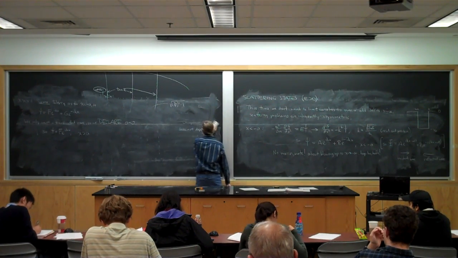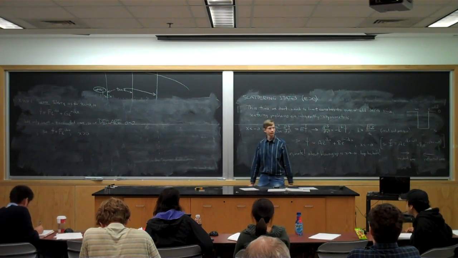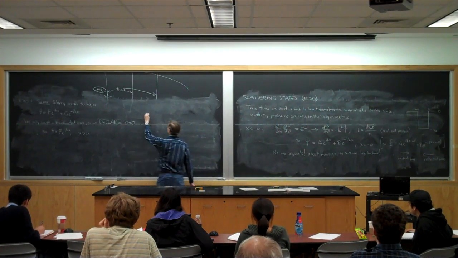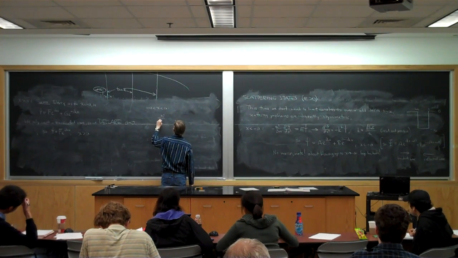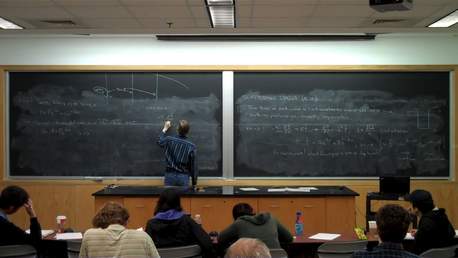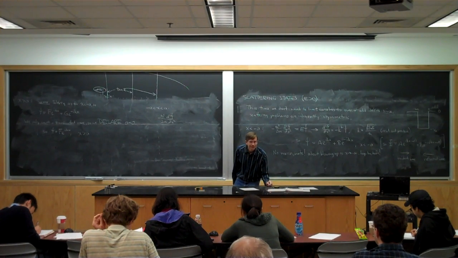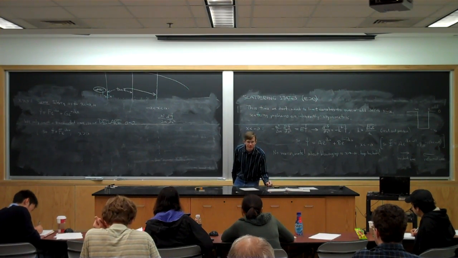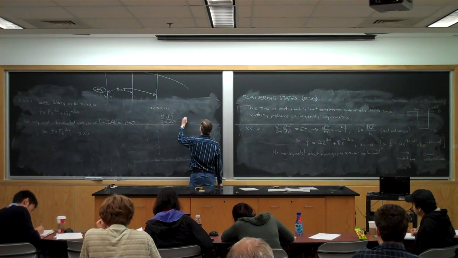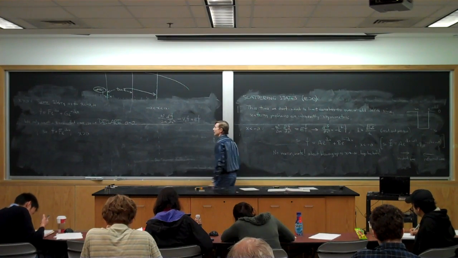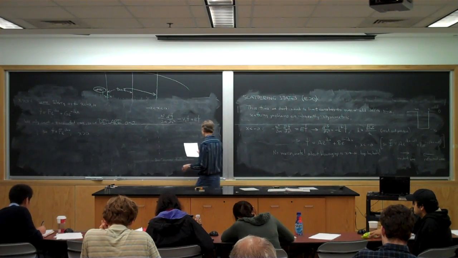Meanwhile, back at Finite Square Well Ranch, inside the well, what does the Schrodinger equation look like? For minus a less than x less than a: minus h bar squared over 2m d squared psi dx squared plus V psi, but V is equal to minus V naught, so minus V naught psi equals E psi, which looks in form just like we had before when we were looking for bound states.